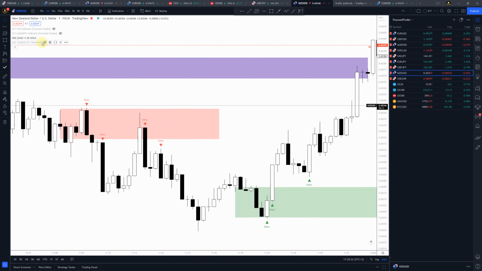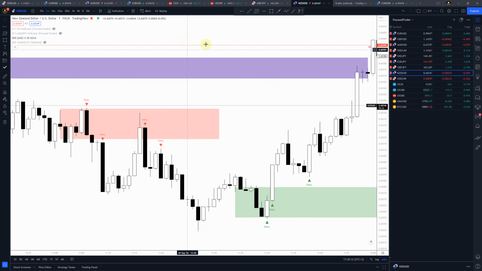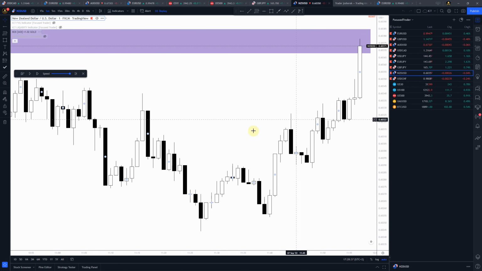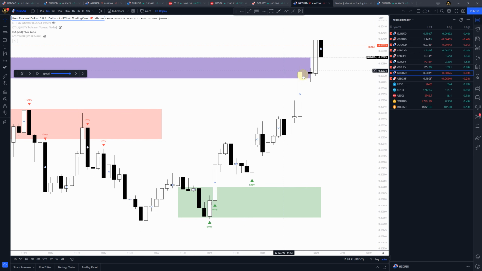Okay, and I have a BOS turned on. I have number of left bars and right bars set to 1. And okay, so now I'm ready for live trading. So let me press replay here, and we are playing. Okay, so this is what you will see when you trade.